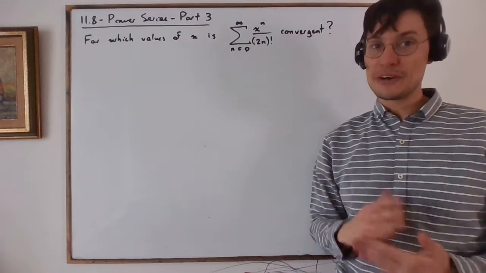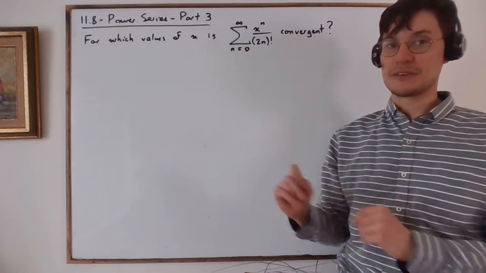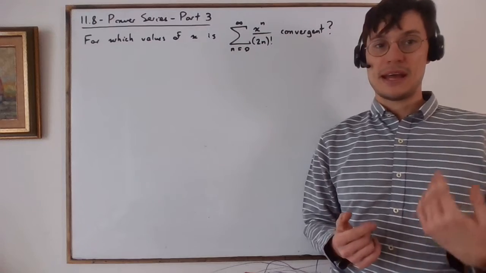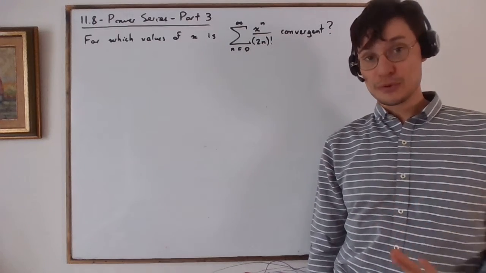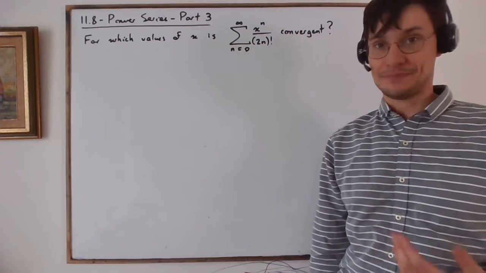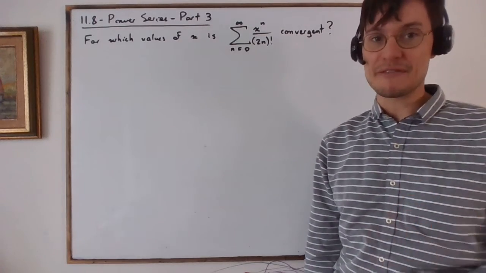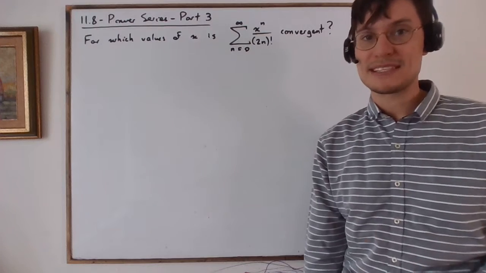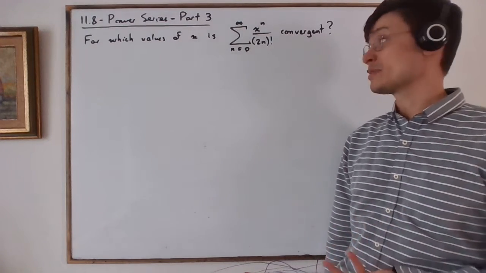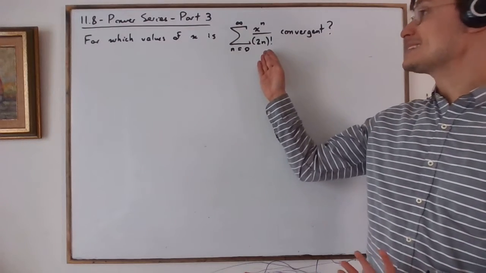Before we start, a brief review of what was done in the first two videos. In the first video, I introduced what a power series is, and I also introduced the ratio and root tests in order to know when these series converge. In the second video, we made a first example in which we saw that the series converges only when x is equal to 0. Let's have a look now at this example.